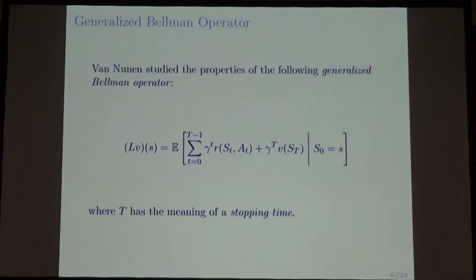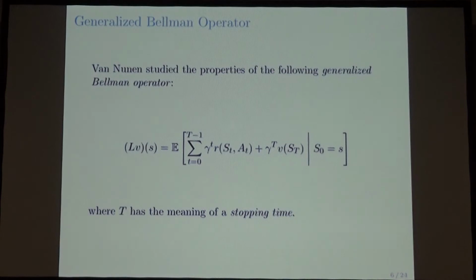What you see here is a generalization of the Bellman operator. The generalization is that instead of looking only one step ahead in order to back up values, you have this expectation over t steps, where t is a random variable. What Van Nunen did in the 70s was to study this kind of generalized Bellman operator, although he didn't call it this way. That's how I call it, but you won't find that in the book. Here t has the meaning of a stopping time.